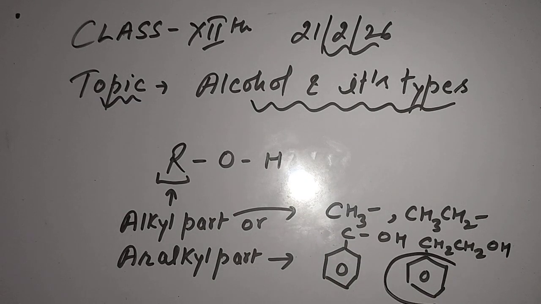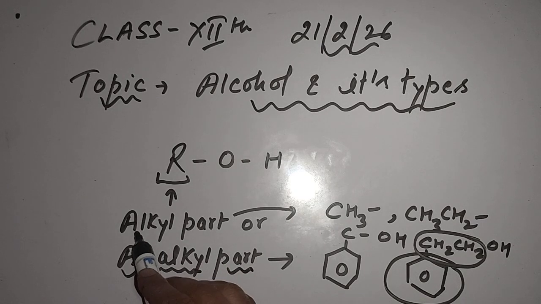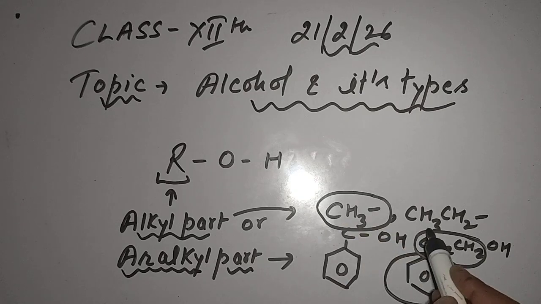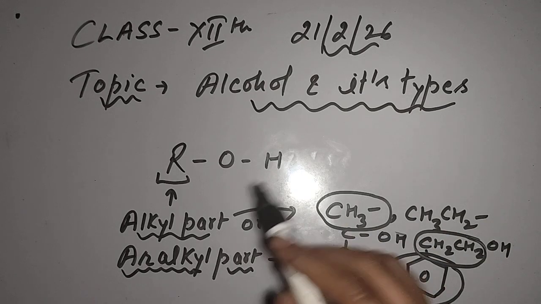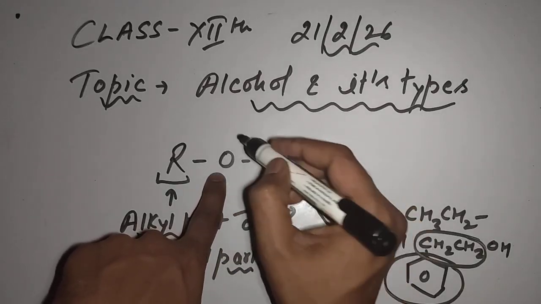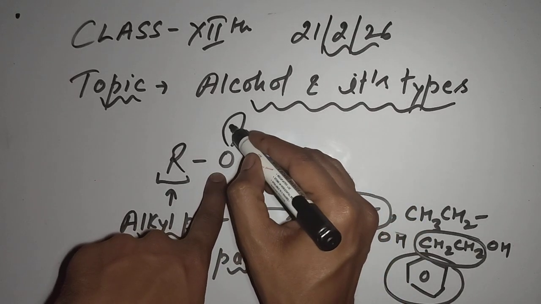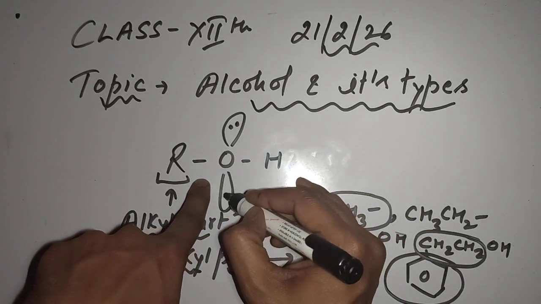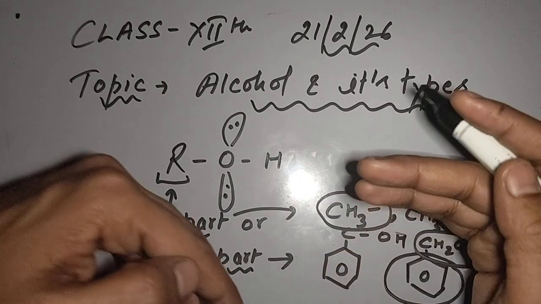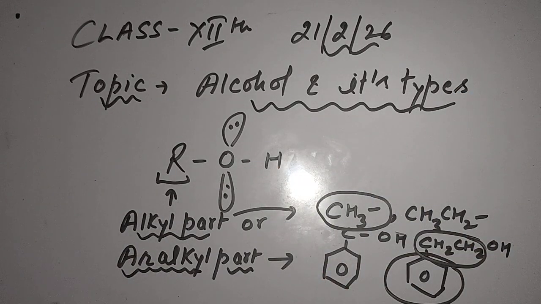So the aryl part is there, the benzene ring is there, and an alkyl part is there, so that's why we call it an aryl part. And here we have only the alkyl part, meaning normal hydrocarbon chains, methyl, ethyl, such chains. R is connected with oxygen. Oxygen is making two bonds. When oxygen is making two bonds, it has two lone pairs, and hydrogen is there. So this is the general formula of alcohol, ROH.